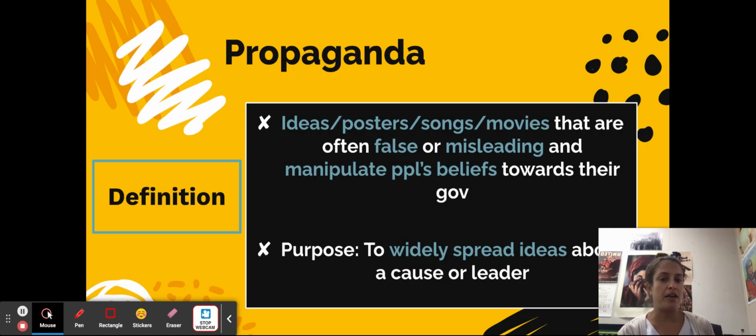Propaganda. Propaganda you all are probably fairly familiar with. Propaganda takes many forms. It can be an idea, it can be a poster, it can be a song, it can be a movie that are often false or misleading and manipulate people's beliefs towards their government. What is their purpose? To widely spread ideas about their cause or their leader. And again, propaganda would fall maybe under the headline of disinformation. It's purposely meant to convince you of something or to persuade you to do something, and it can be false or misleading.